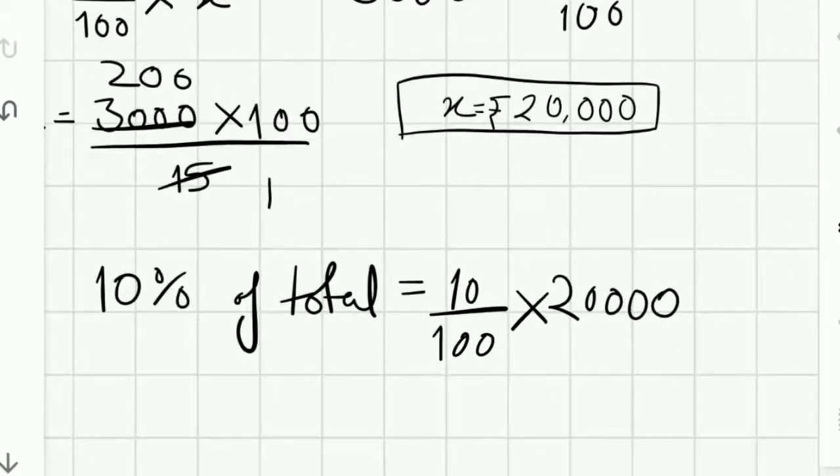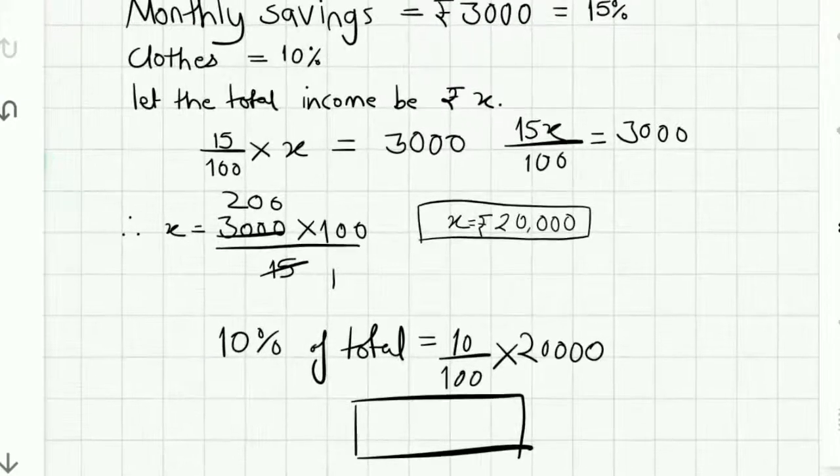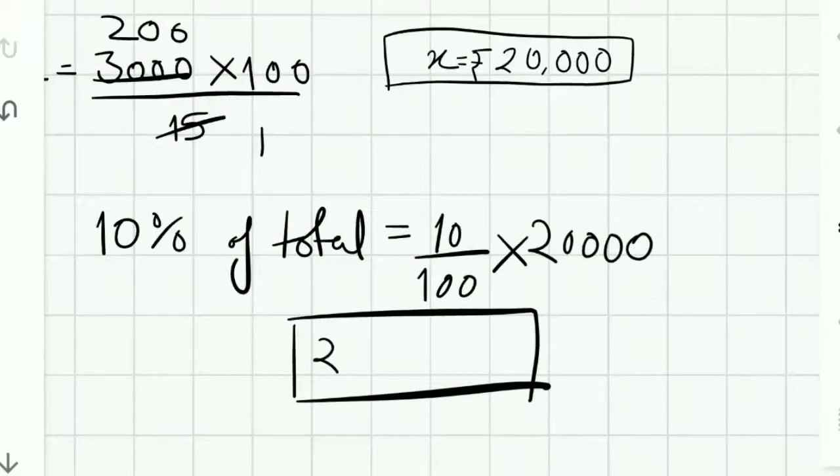Can you find out what the answer is? Write in your copy. It should be rupees 2000 monthly on clothes.